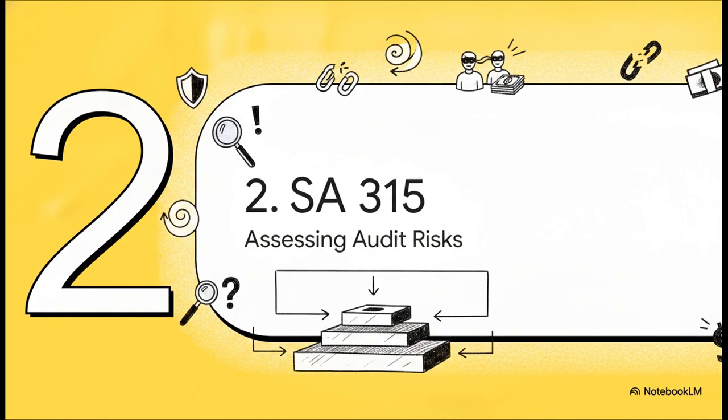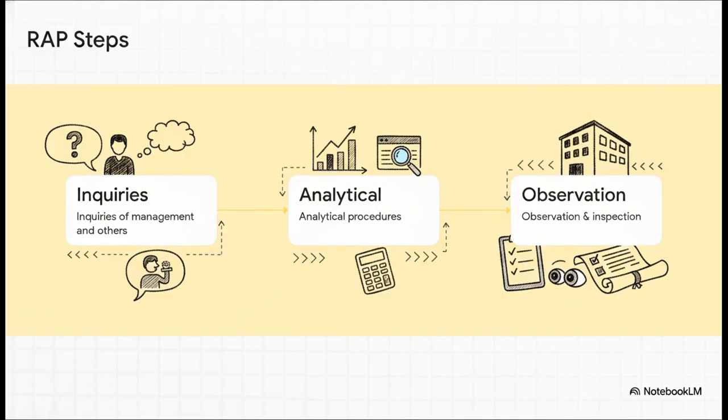All right, moving on to Section 2, SA 315, Assessing Audit Risks. The ultimate ICAI objective here is to identify risks at both the financial statement and assertion levels. But how do we actually do this? We use Risk Assessment Procedures, or RAP. Students, I want you to remember this acronym, IAO. First, inquiries. We ask the retail startup's management about things like aggressive new store expansions. Second, analytical procedures. We analyze their sales trends and margins to see if they actually make sense for a startup of this size. And third, observation and inspection. We physically walk through their new warehouses and we inspect their actual business plans. This is exactly how we gather that vital initial evidence.